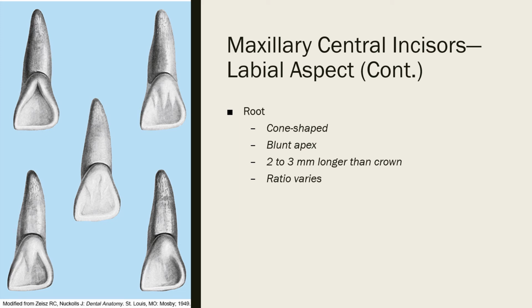So the maxillary central incisors, labial aspect continued. So we're still looking at the front of the tooth. I have the lingual here. I'm not sure why, but I did want you to see that the root is cone shaped, it's blunted, it's 2 to 3 millimeters longer than the crown. And the ratio does vary because remember, sometimes these roots are a little bit shorter, right? So flip these around and then you'll see, I feel like you can still see this on this picture.